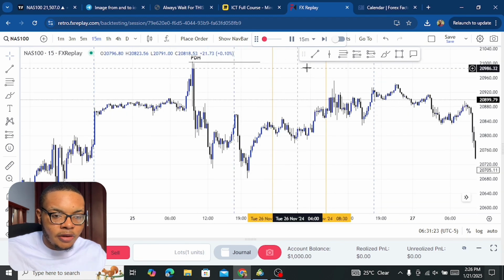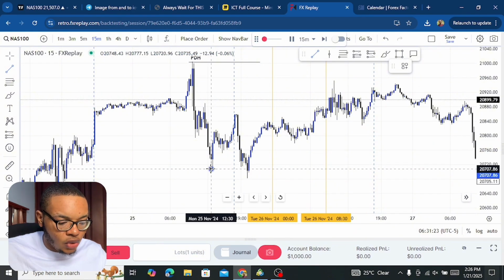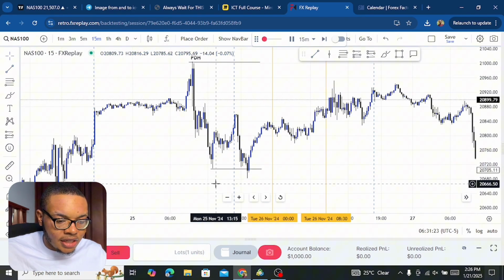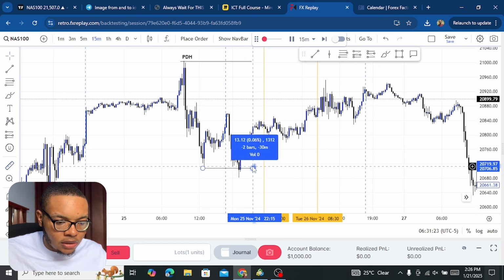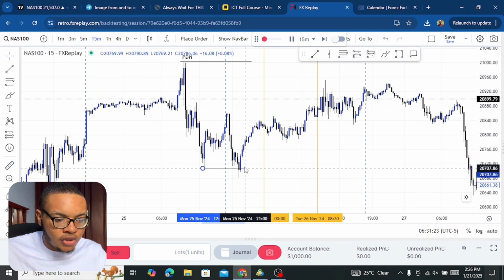So that's previous day's high. The next is previous day's low. So let's make it a bit neater. That's previous day's low right there.